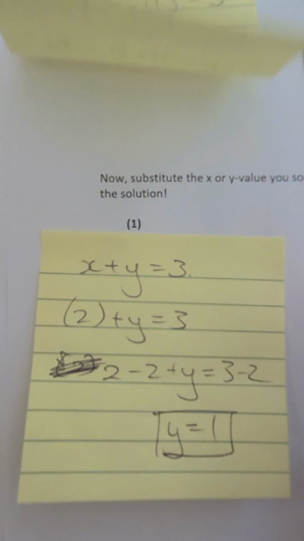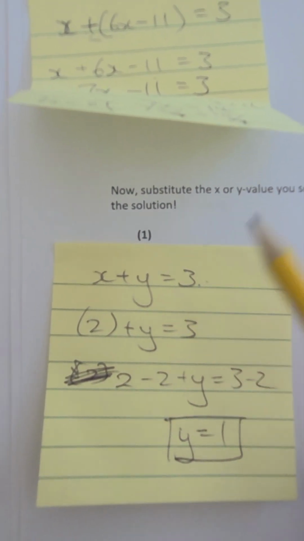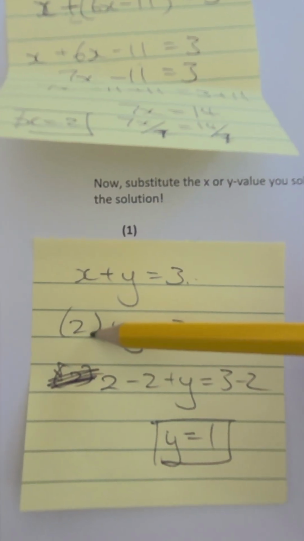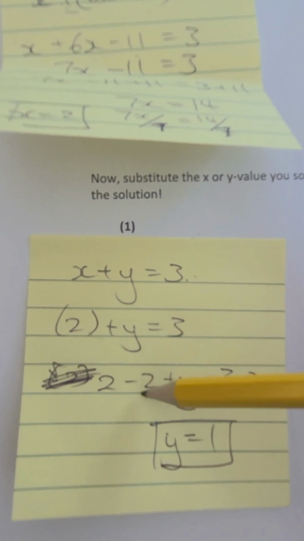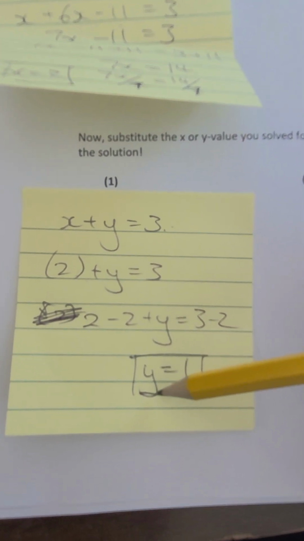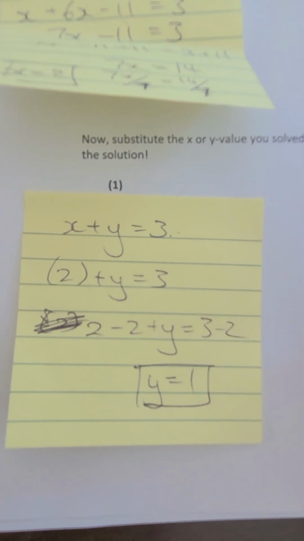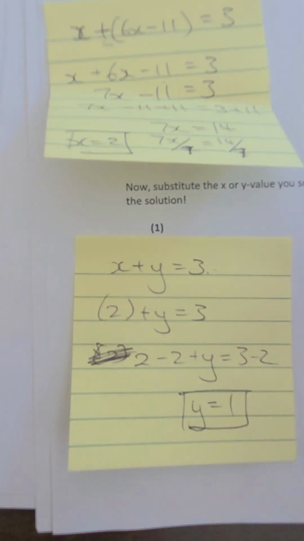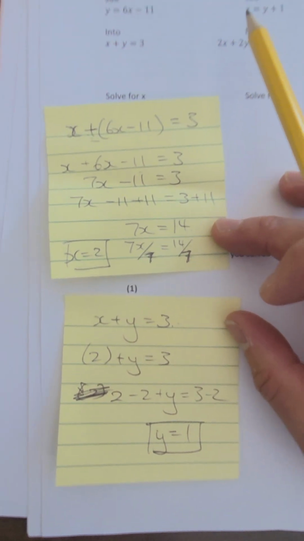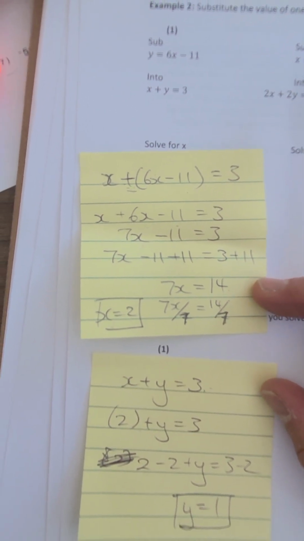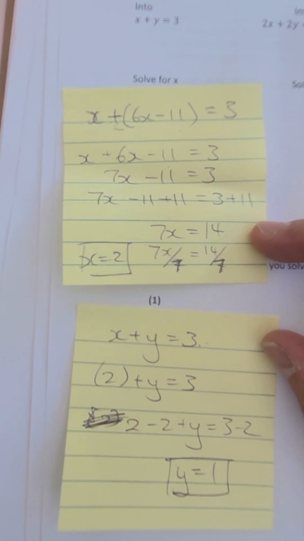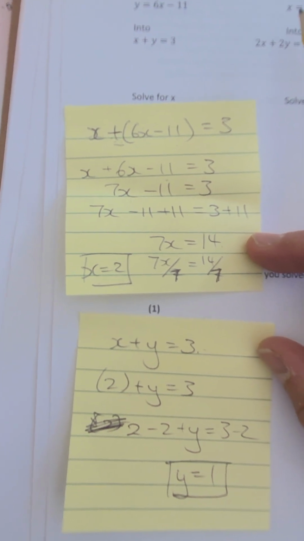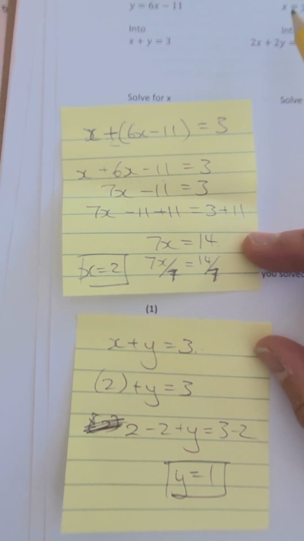X plus y equals 3. That was the equation. I'm going to plug my x equals 2 into it, so I'm going to plug the 2 here. And then I'll subtract 2 on both sides. Now I have y equals 1. So the solution for this pair of equations would be x equals 2 and y equals 1. Make sure you write this down in your notes. You can pause the video to do that.